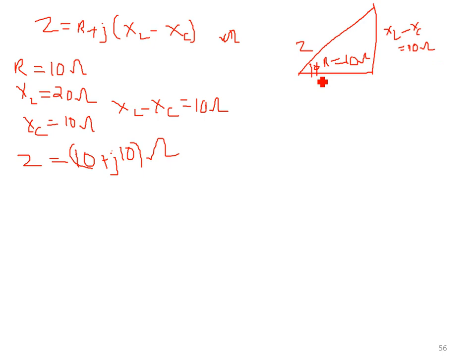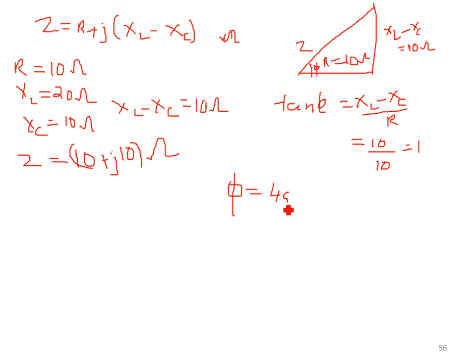Now, again, I am doing the same trick as in the second part. What is tan phi? Tan phi is XL minus XC divided by R. It is 10 by 10, so the answer is 1. Therefore, phi is tan inverse 1, so phi is equal to 45 degrees. So, what is cos phi? Cos phi is cos 45, which is 0.707.